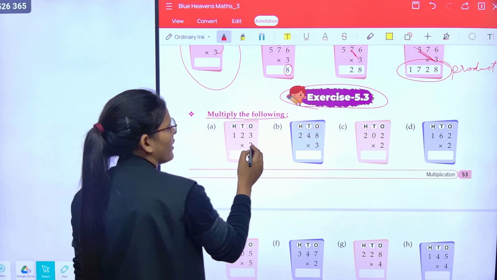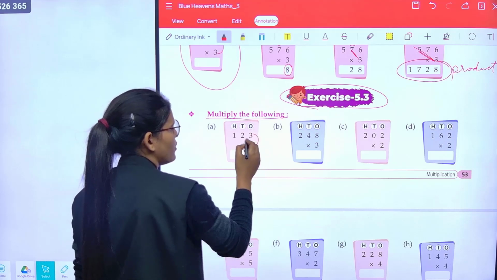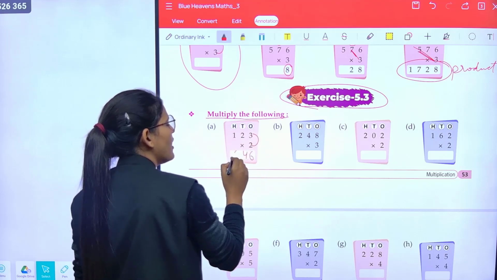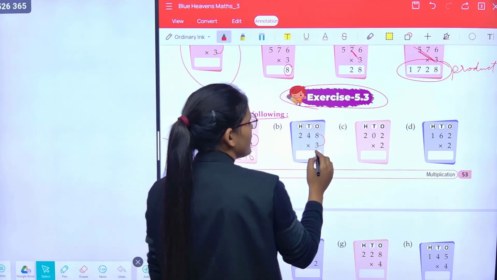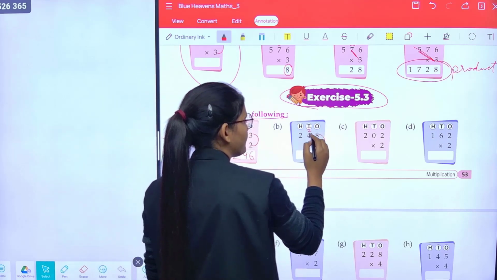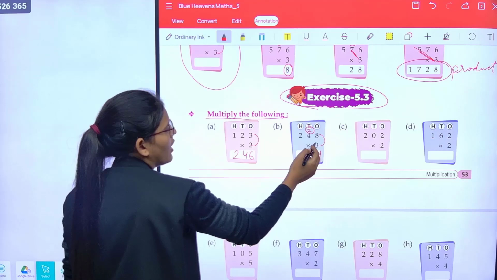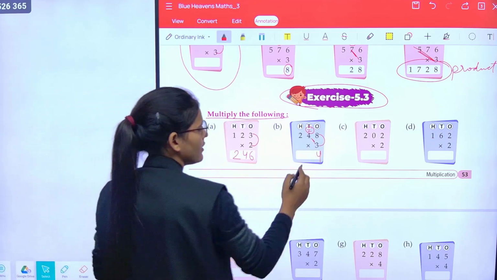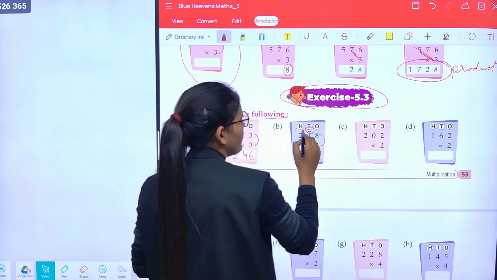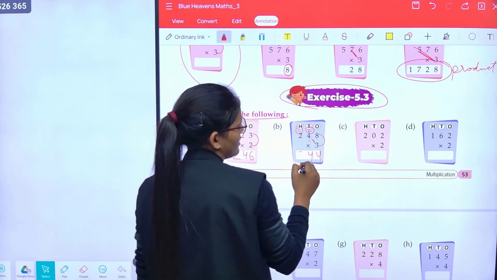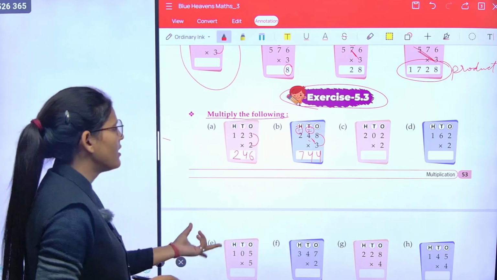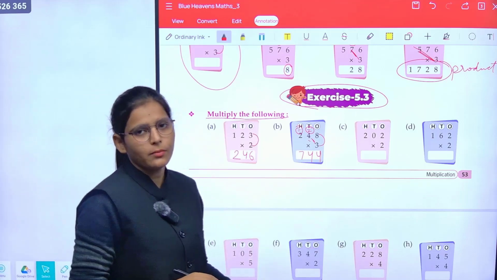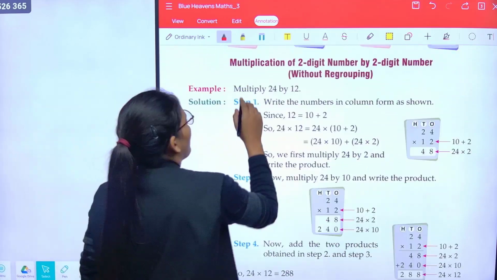Now students, come to exercise 5.3. Multiply the following. 3 twos are 6, 2 twos are 4, 2 ones are 2. 3 eights are 24, write 4 carry 2. 3 fours are 12, 12 plus 2, 14, write 4 carry 1. 3 twos are 6, plus 1, 7. Understood class? Now students, do the rest of the parts yourself.